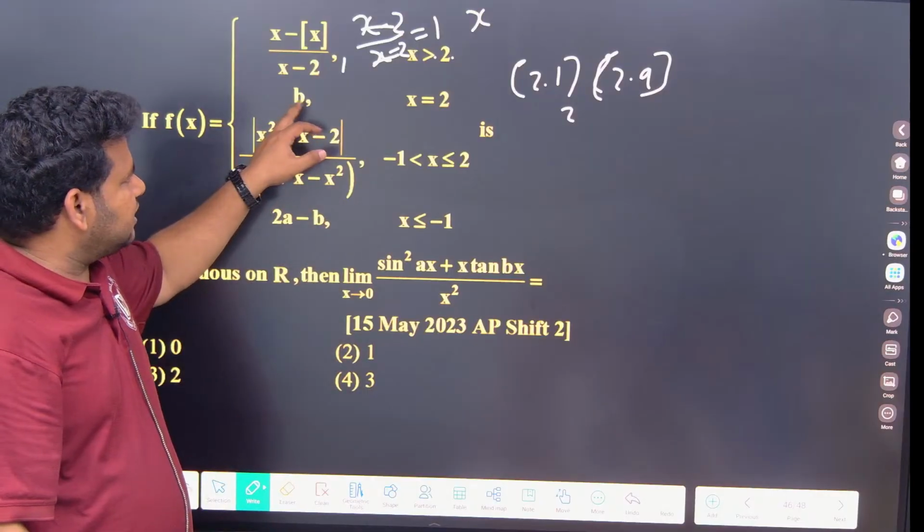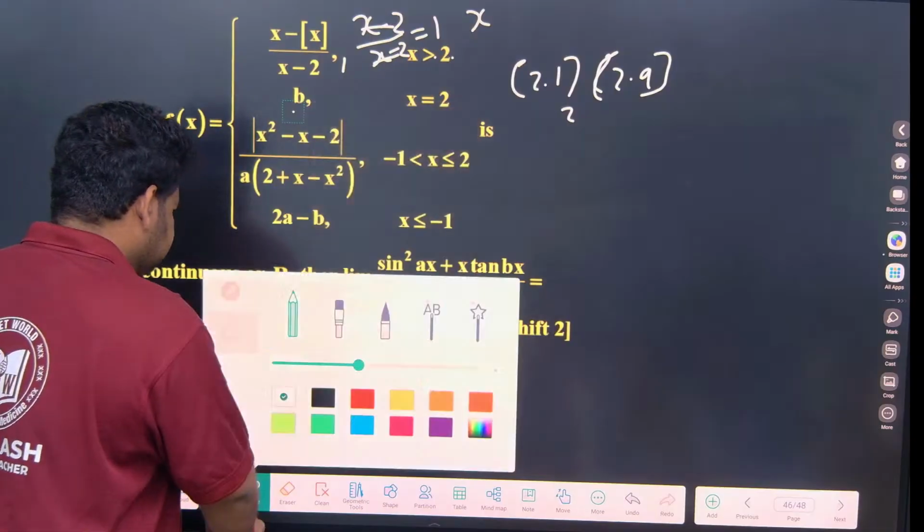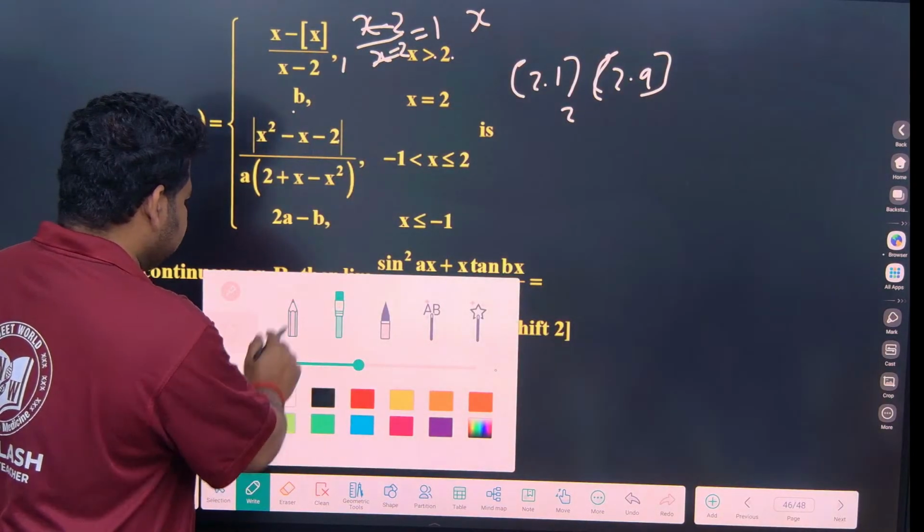Now, what will happen to b? X = 2 means we are getting b.